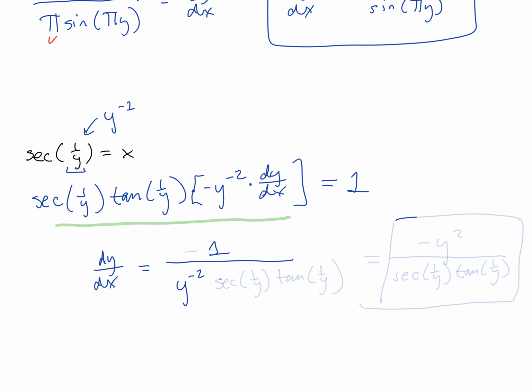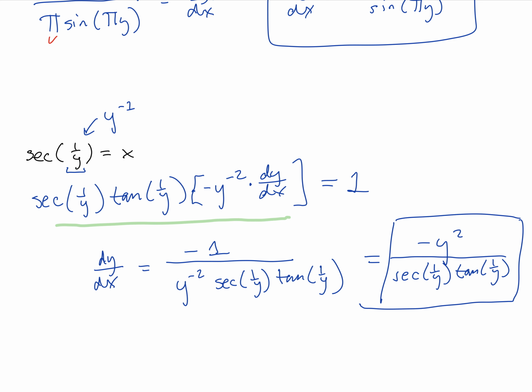Y to the negative 2, secant 1 over y, tangent 1 over y. And there was also a negative there, so I'll put that negative right there. And if I want, having a negative exponent in the denominator is kind of silly, I can move it up to the top. Negative exponents flip the fraction, so this is negative y squared, secant 1 over y, tangent 1 over y. And so that is my dy dx.